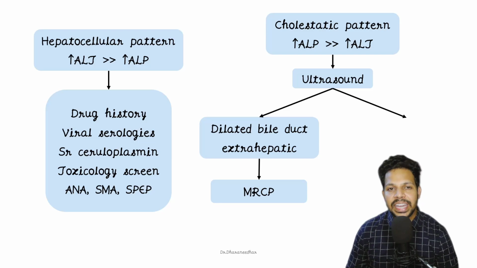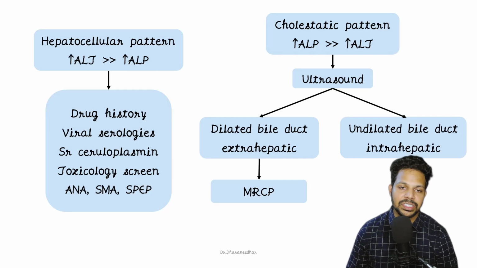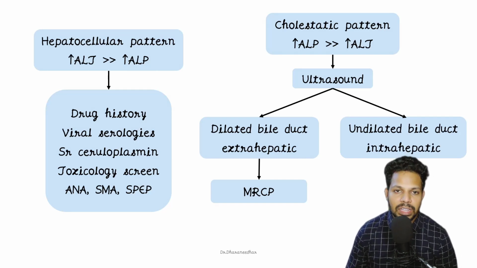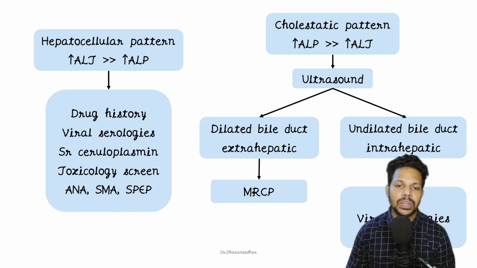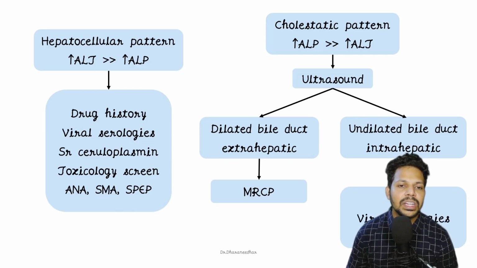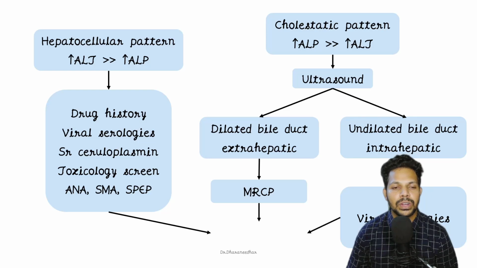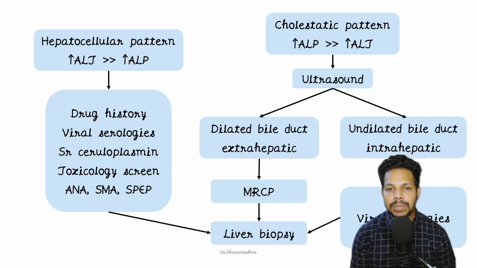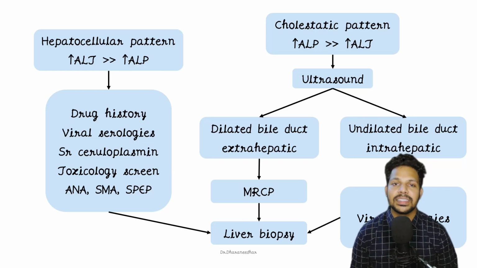But if there is an undilated bile duct, then it could be an intrahepatic obstruction. For the intrahepatic obstruction, what we have to look at is an anti-mitochondrial antibody that is elevated in primary biliary cirrhosis, and again you have to look at the viral serologies and some drugs that can also result in cholestasis, right? So after we did all these investigations, if you are not able to find out any cause for it, then the final resort will be to do the liver biopsy. At the end, the liver biopsy will tell us what kind of liver injury the patient is having.